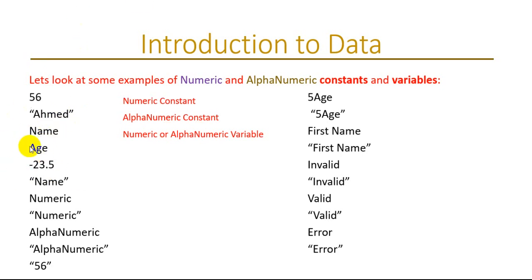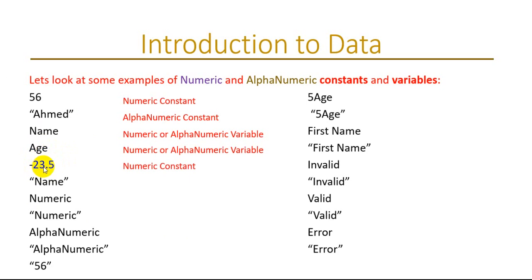Let's look at age. Age also is the same thing. It's just a name. Okay, it's not a constant. It's not an alphanumeric constant because double quotes are not there. It's not a number, so it's not a numeric constant. It's a variable name. What type of variable? Depends. If you put somebody's name or some alphanumeric information into that, it will become an alphanumeric variable. If you put numeric data into that, like 25 or 35 or 45, it will become a numeric variable. Okay, this will become a numeric variable or alphanumeric variable based on what you put into this.